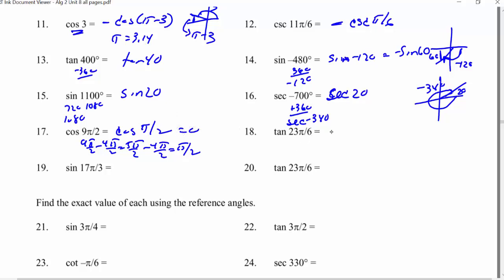23 pi over 6, that's not going to be like the tangent of pi over 6. So you just got to figure out where 23 pi over 6 is. Well, 24 pi over 6 is 4 pi. So that's running around twice. So running around twice, there's 2 pi, there's 4 pi, then pi over 6. So they're equal to each other. 23 pi over 6. Well, just a minute.